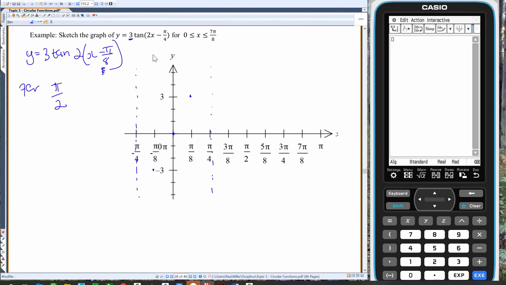Now the only thing is that what we want to do is shift it pi on 8. So everything that I've just done needs to be moved pi on 8 over. So again, what I do is I now switch pen color, and I'm going to move each of these points pi on 8 over. Okay, so that's going to move to there, that's going to move to there, that's going to move to there. Asymptote is going to move to there at x is equal to 3 pi on 8.